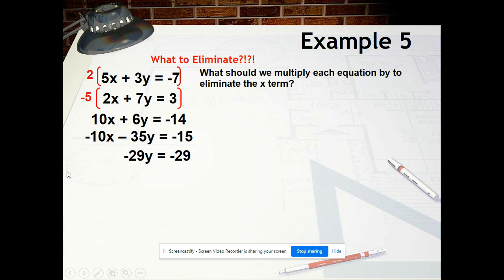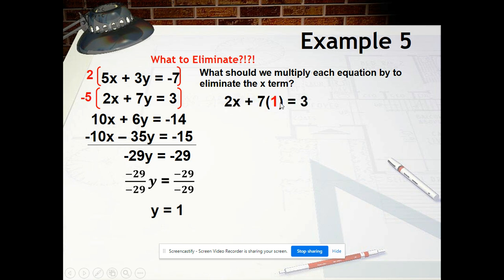So when you add your 10x and negative 10x, that cancels out, which leaves us with the y variable. So 6 plus negative 35 is negative 29y. Negative 14 plus negative 15 equals negative 29. We solve for y by dividing both sides by negative 29, and your y is 1. Now that we have one variable, what's left is to choose an original equation and plug in y equals 1. So you can choose the top or the bottom.